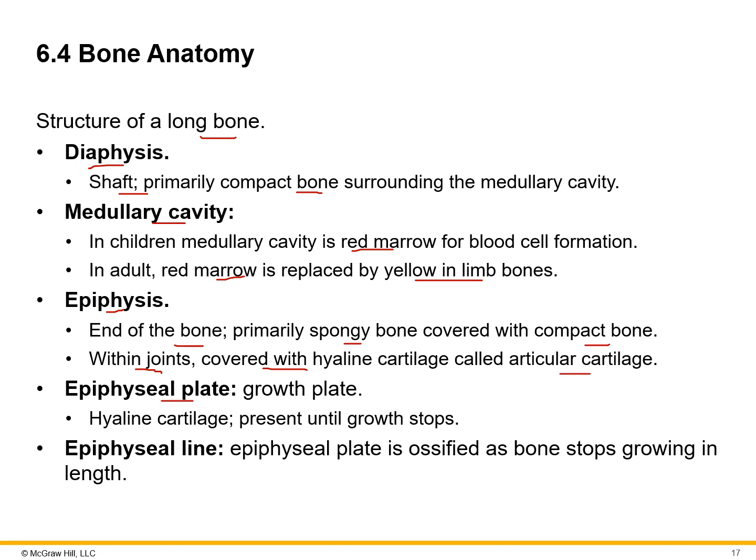Now the epiphyseal plate, that's our growth plate. Again, hyaline cartilage is the main cartilage we're focusing on, and it's present until growth stops. So once growth is complete, that cartilage is gone, and it produces what's called the epiphyseal line. That's where the plate now becomes ossified when the bone stops growing.